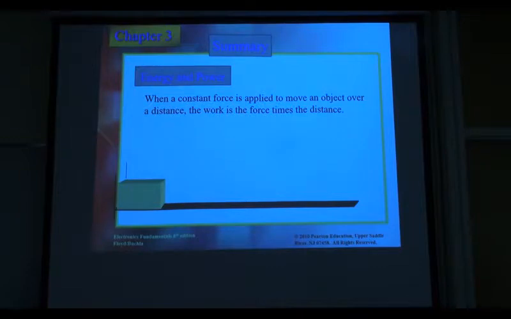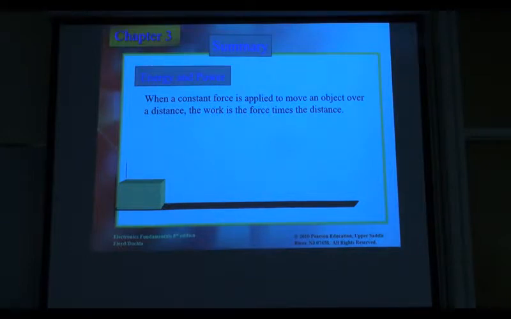How much work do I need to do to this object? I know the force, I know the distance. Anyone know how to calculate the work? It's F over D, right? Yes, the work is F times D, right? The force times the distance. Okay.